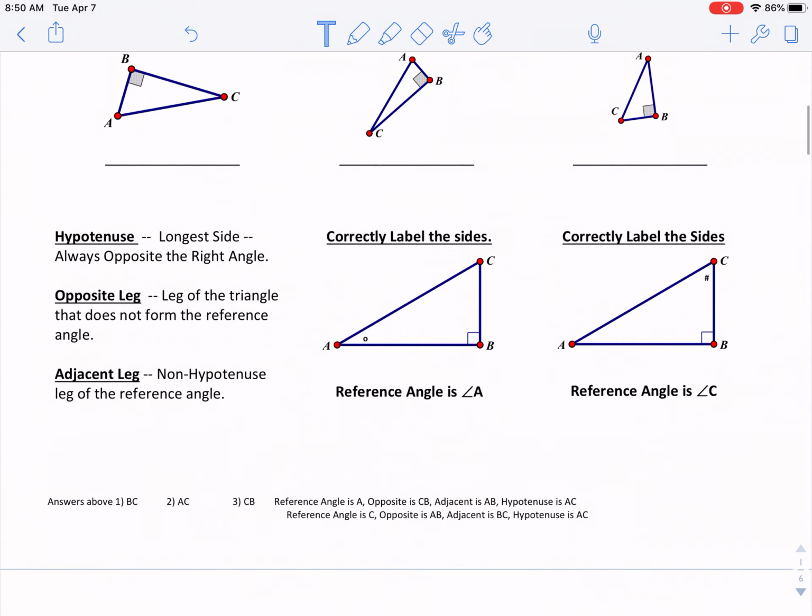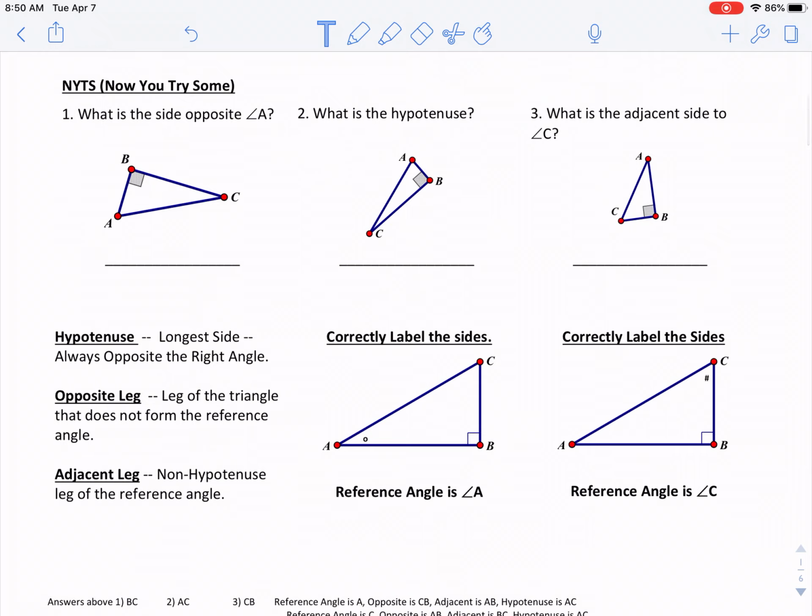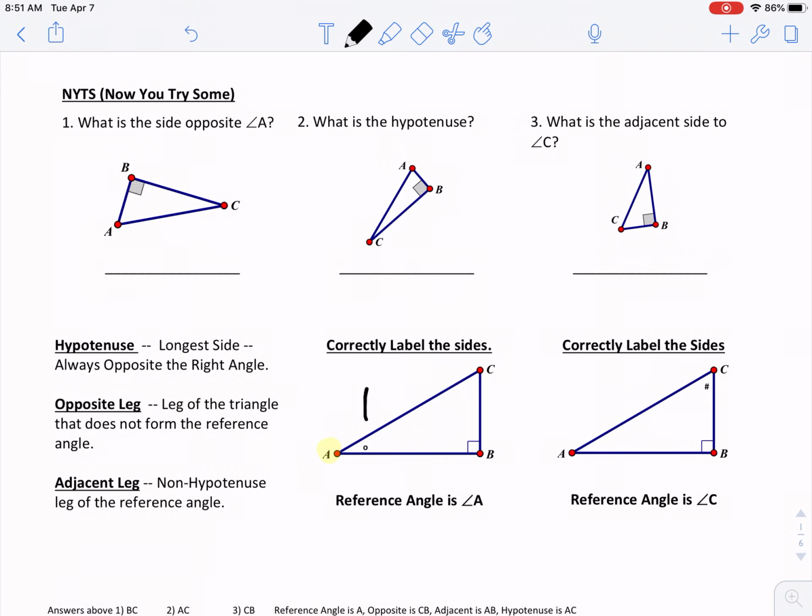All right. Now, you've got about 5 examples down here. I'm going to leave 1, 2, and 3 for you. But I am going to do A. If the reference angle is A right here, so here's my reference angle, I'm starting down there at A. My hypotenuse is always across from the right angle. So AC, that long slant, that's my hypotenuse. And I'm just going to label hypotenuse with an H.